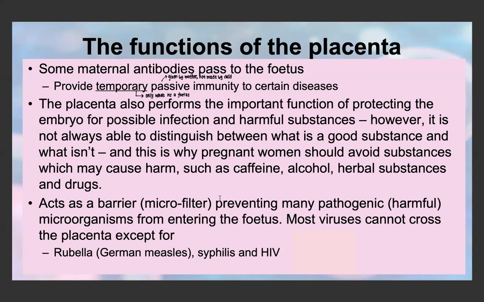The placenta also acts as a barrier, like a microfilter, to prevent some pathogenic microorganisms from entering the fetus. However, some organisms can pass through to the fetus, such as rubella, syphilis, and HIV.